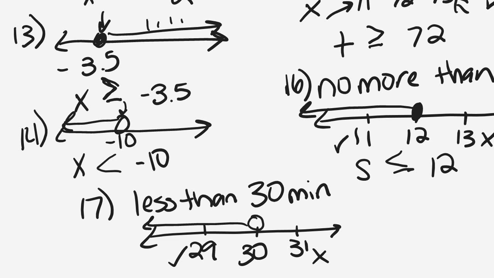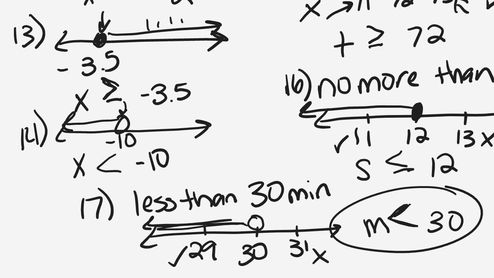So now I can write my little inequality. I'm going to use M for minutes. And then here's my 30. I don't have a little line on the bottom because that is an open circle. And I want all the M's that are less than 30. So the alligator eats the 30. And that is our answer.